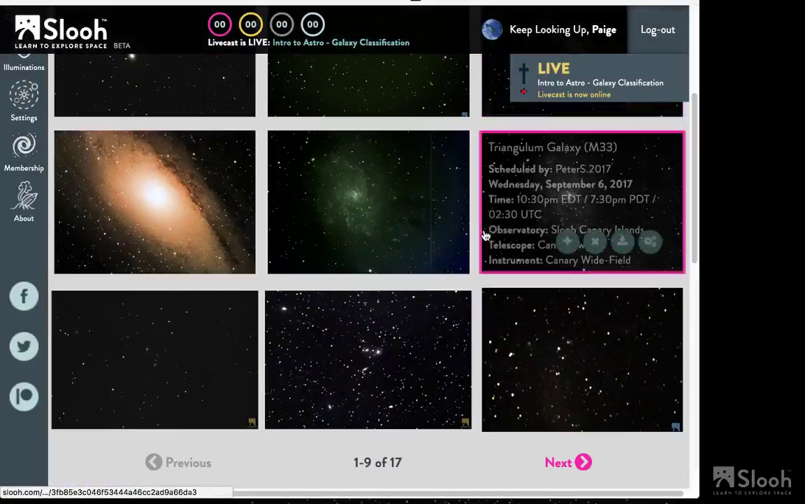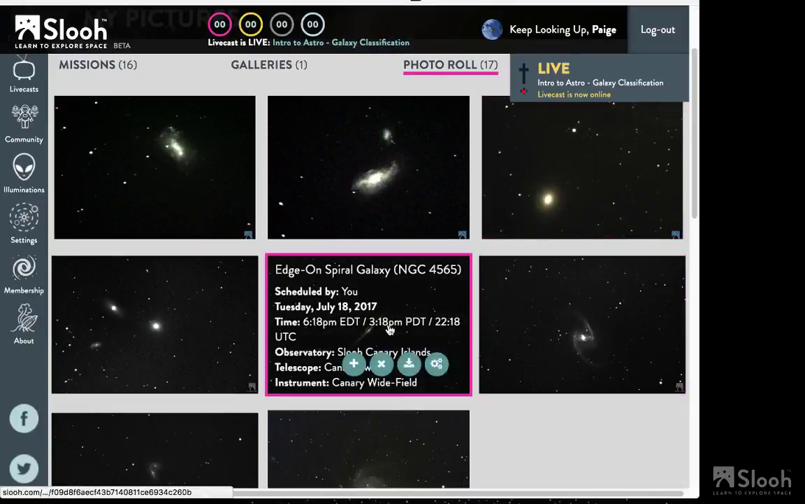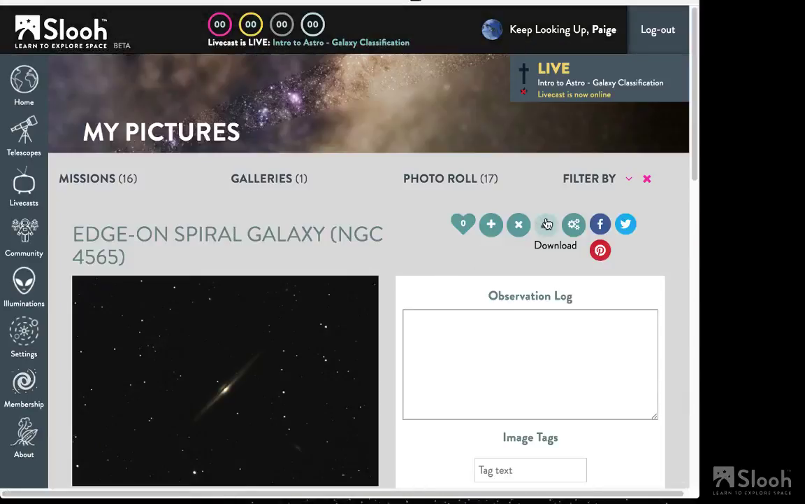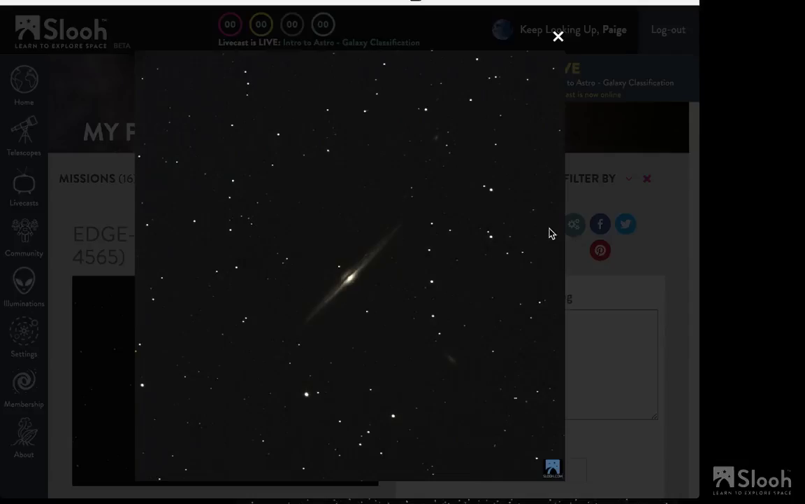Again, not the one I was trying to show you. So let's get back to the one I wanted to show you. Edge-on spiral galaxy. This is one of my favorite examples, and this is the one that I always got my students with in my Intro to Astro course that I taught.